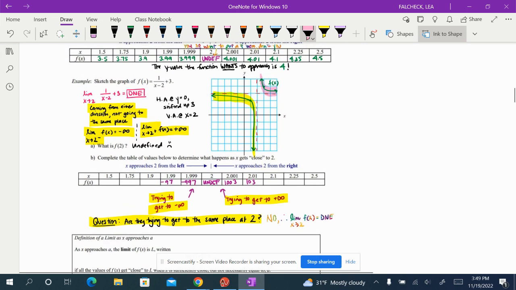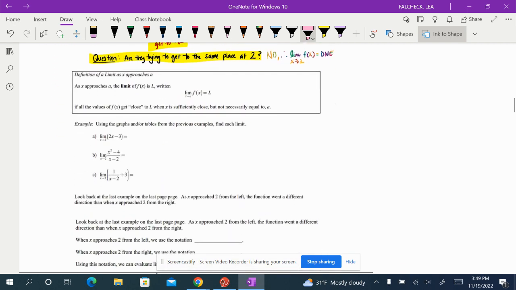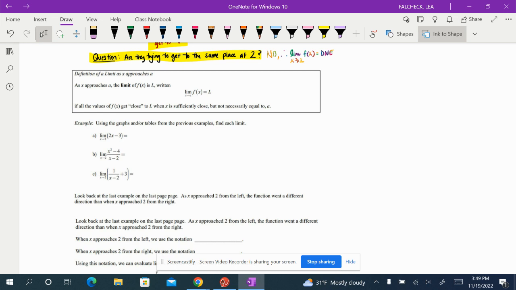So we have just examined the two sides of a value. The definition of a limit: as x approaches a, the limit of f of x is L, written the limit as x approaches a of f of x equals L, right? This is just going over the notation that we would use when we talk about and write limits. This piece here is going to be the function, the limit as x approaches a of f of x.